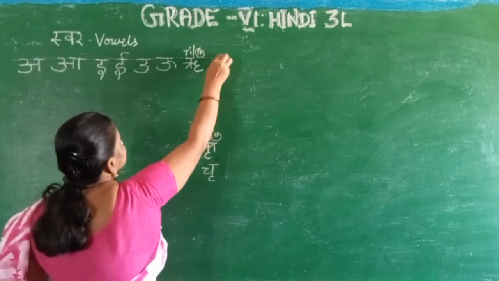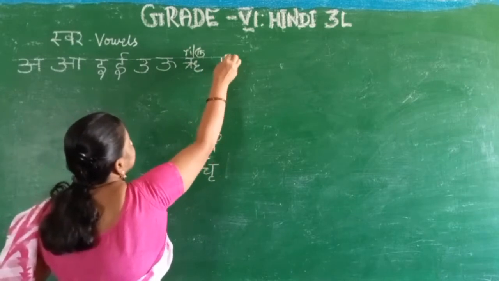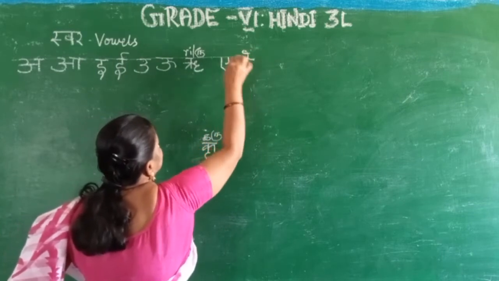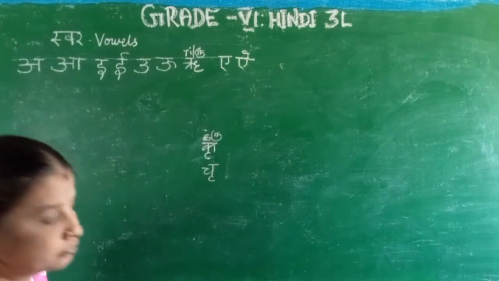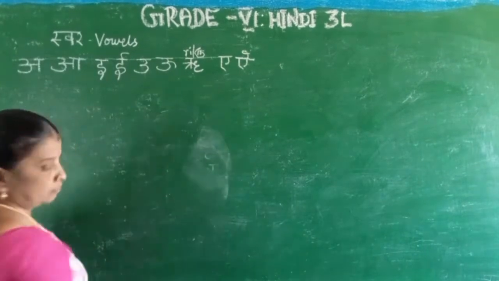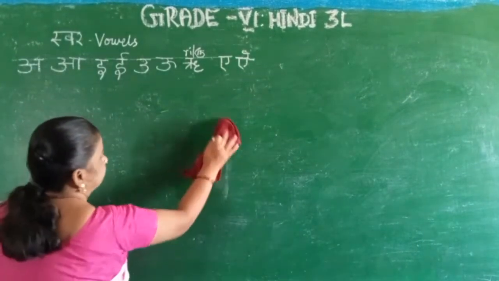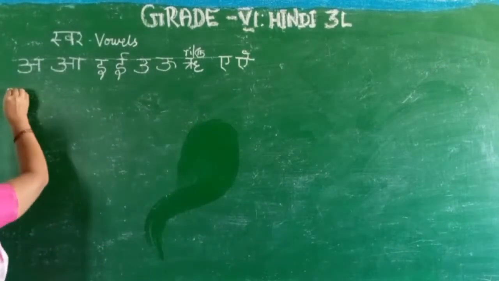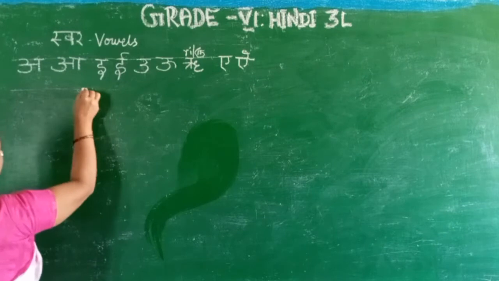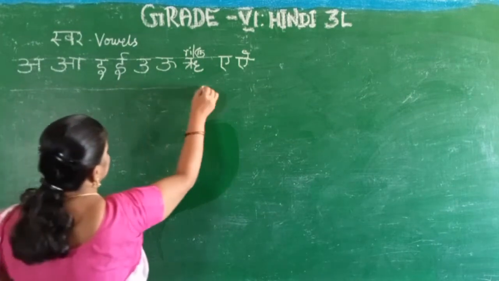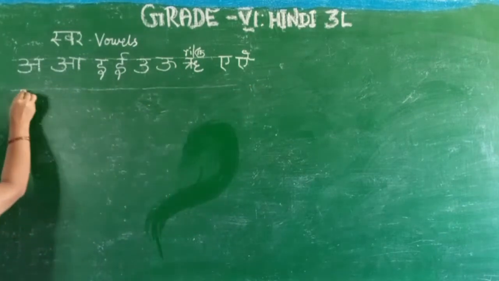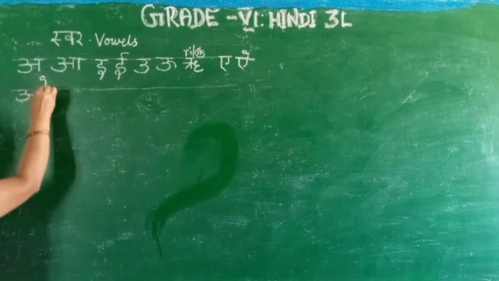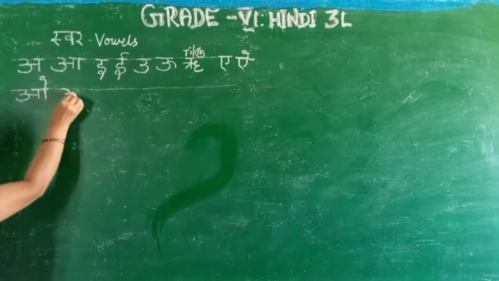And re, A, I. Next one, A, I. Next letter, what? Can you guess and try to say the letters? O. Yeah. O. Au.